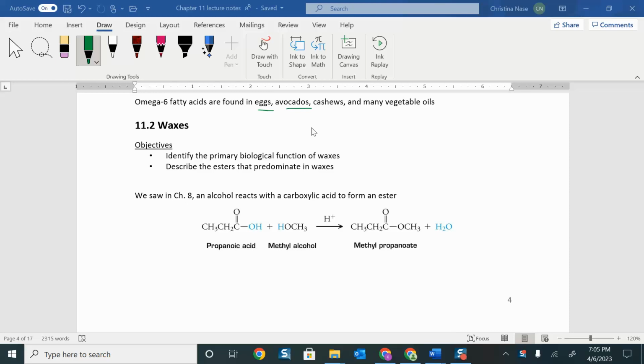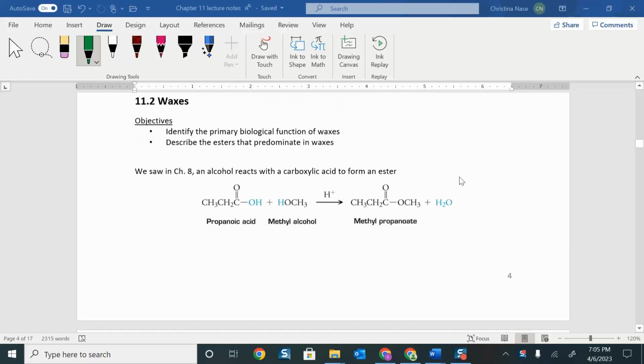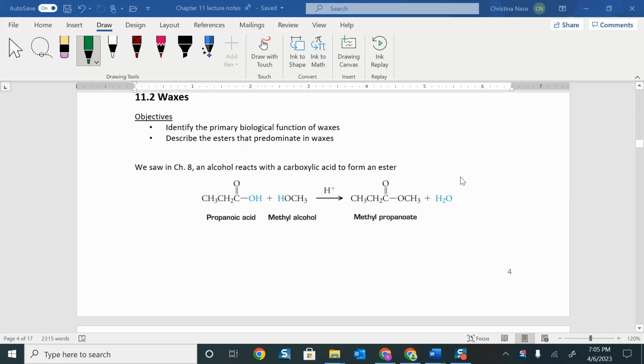We've looked at one group of lipids, which were fatty acids, and now we can look at waxes. So waxes are basically just esters. Let's review some of the ester chemistry. How do we come up with an ester?